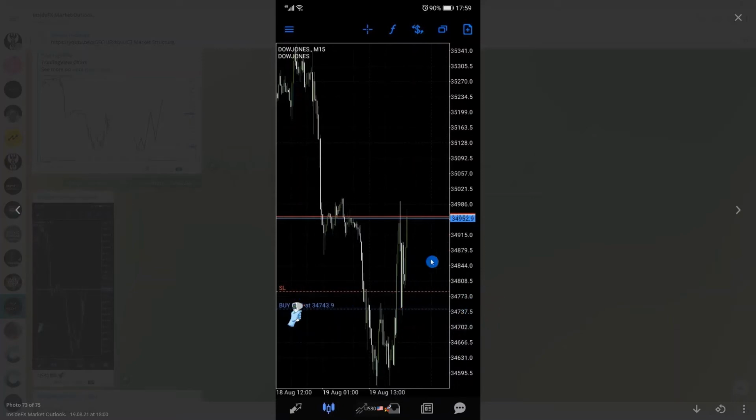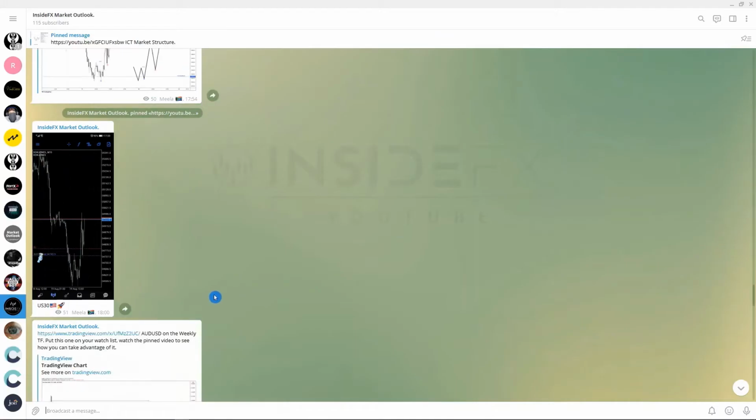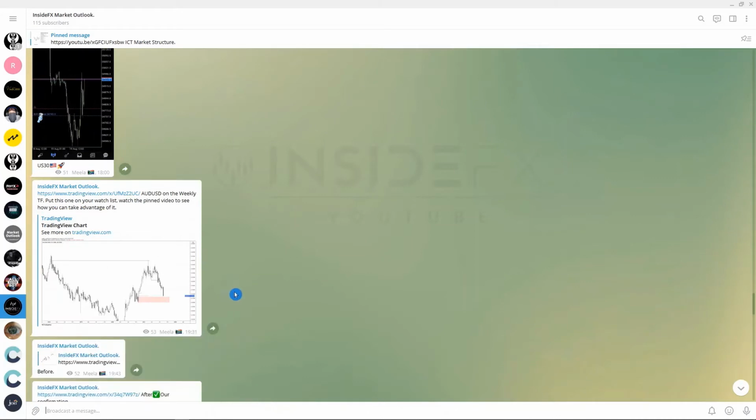I closed a few profits, but price did retrace lower again to tap into the H4 order block, and price just continued higher. So that was US30.